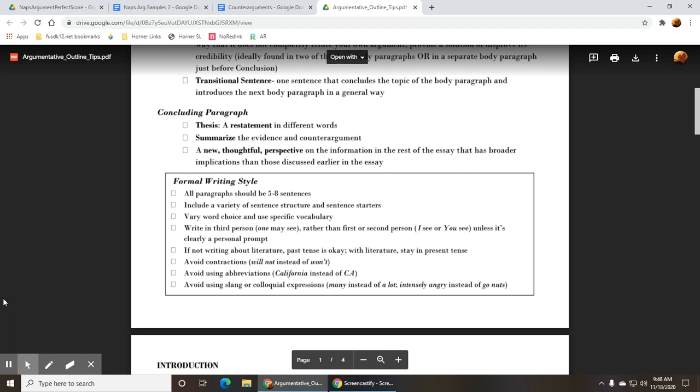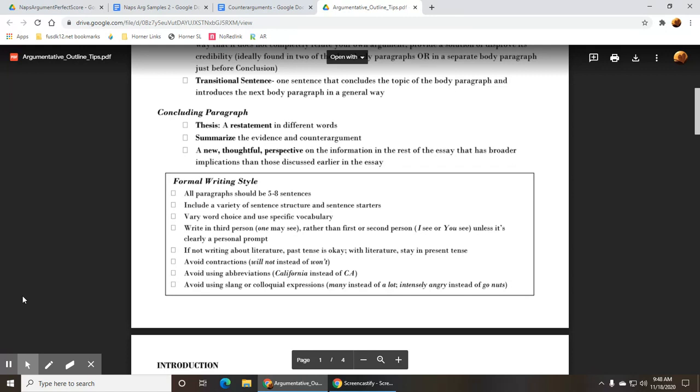You want to include a variety of sentence structure, which means some simple sentences, some compound, some complex, etc. Give some variety, and also a variety of sentence starters. Don't begin every sentence with the.